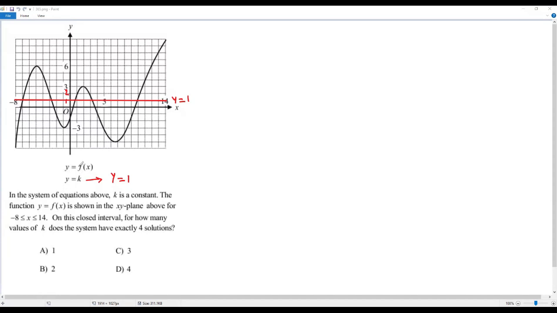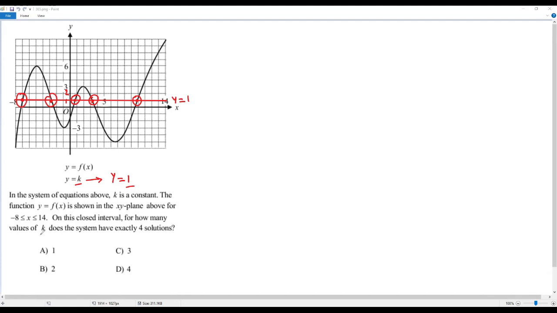To find the number of solutions for the given system of equations, I have to count the number of points of intersection of the graphs of these two equations. Now let me count over here. This is a point of intersection, this is a point of intersection, this is a point of intersection, and here we have a point of intersection, and here we have one. So 1, 2, 3, 4, 5. The two graphs intersect at 5 points, so the given system has 5 solutions when k equals 1.